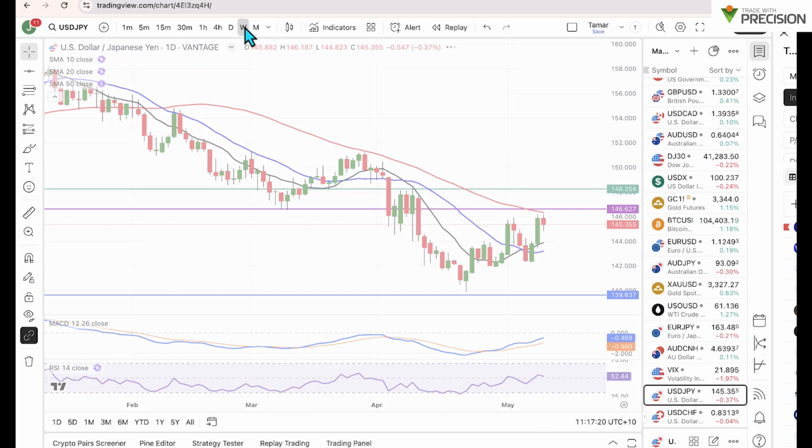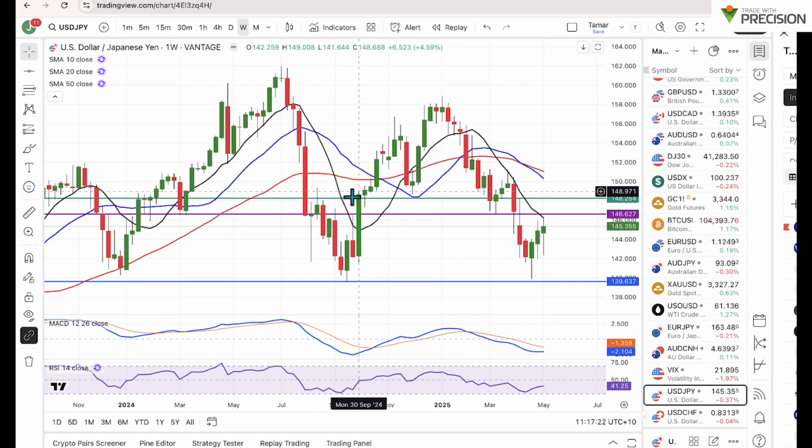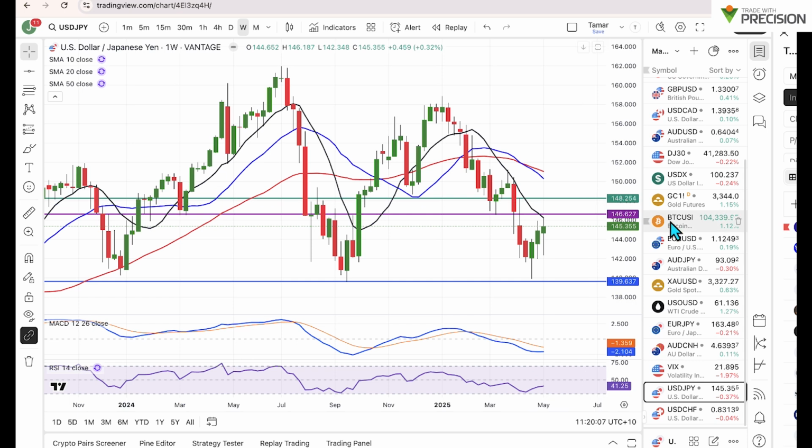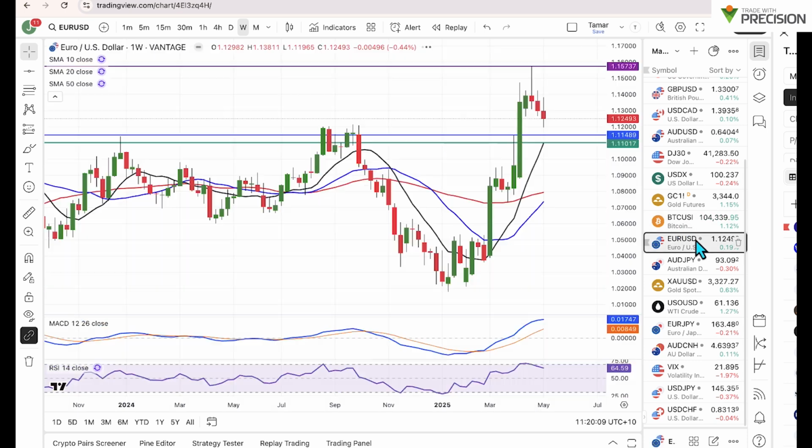If we take a look here on the weekly chart, we can see the significance of that level in the past. Next, I want to take a look at the chart of euro dollar. Euro dollar here on the weekly chart is in a very nice uptrend. We touched this very strong level of 1.16, and currently we're in the process of pulling back, releasing some of this very strong buying pressure.